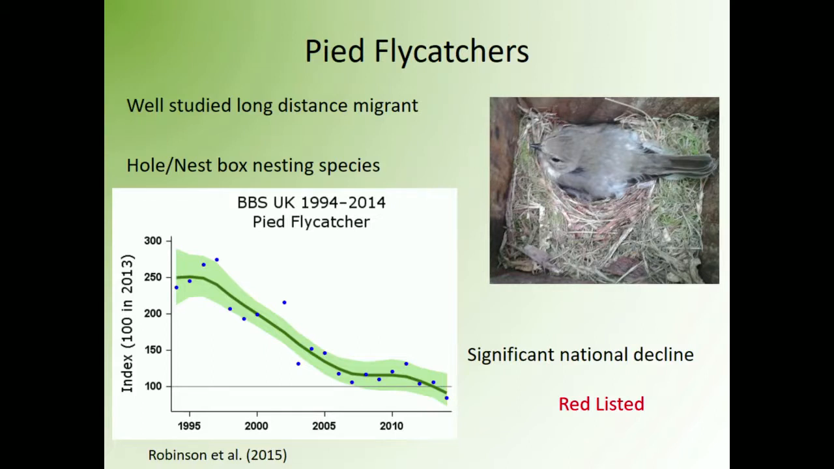So this is a graph from the British Trust for Ornithology over the last 20 years or so, showing a very steep and significant decline, so much so that it was recently put on the red list of threatened species in the UK.